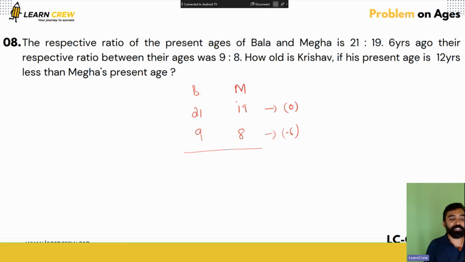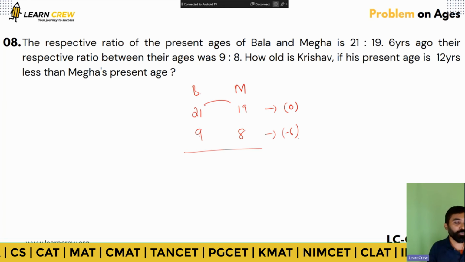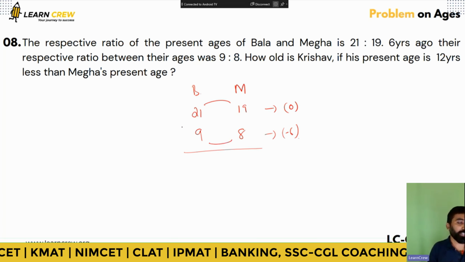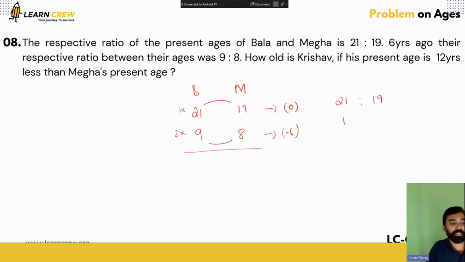Now, let us calculate the present age of Megha. For that, the difference between this is 2. Difference between this is 1. So I need to multiply this by 2 and this by 1. So it becomes 21:19 and this becomes 18:16. Now the difference is common, 2.